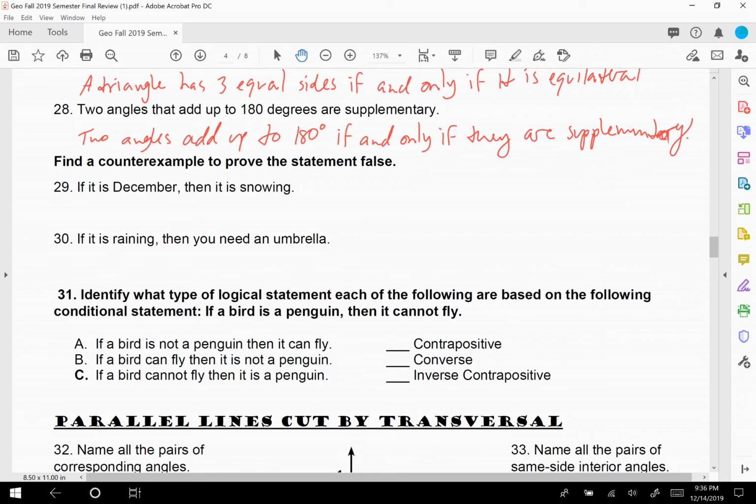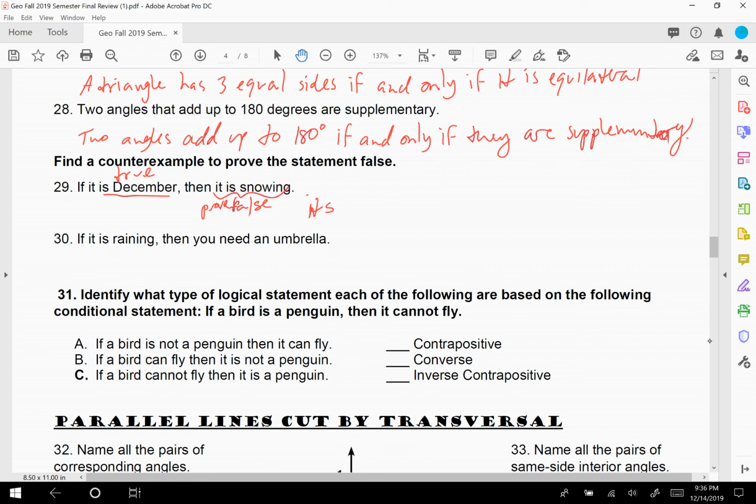All right. This one says find a counterexample to prove the statement false. When you're finding a counterexample, the first part has to be true, and you're trying to prove this part right here, the second part, false. So it's if it is December, then it is snowing. So we have to show that it can be December, but not snowing.